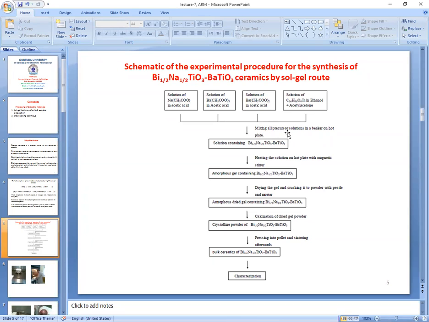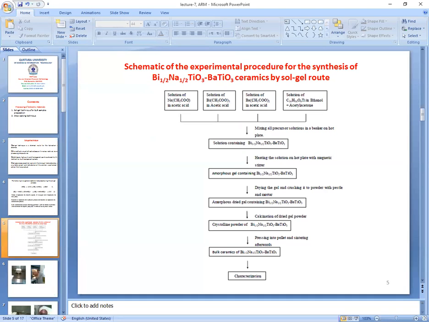So we mix all the precursor solutions in a beaker on a hot plate. What is a hot plate? A hot plate is a device which is used to give heat to the solutions, and we give a temperature of about 80 degrees centigrade or 100 degrees centigrade. So around 70 to 90 degrees centigrade, we heat the solution. Sometimes the solution can be obtained with no heat required.